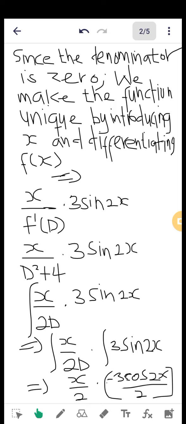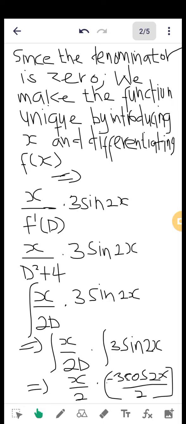Then the integration will affect this. When we integrate 3 sine 2x, we all know how to integrate sine. You differentiate the function inside the sine, which is 2x, and you get 2. Then when you integrate sine 2x, you get minus cos 2x. Then you divide the whole thing by 2.